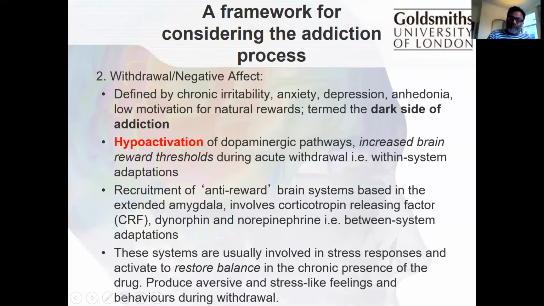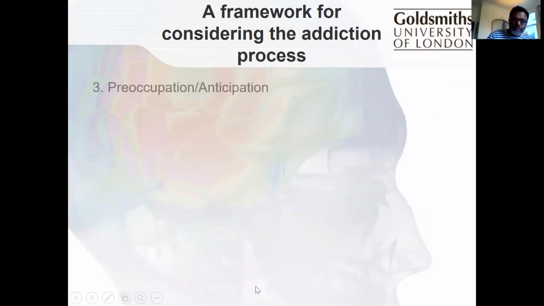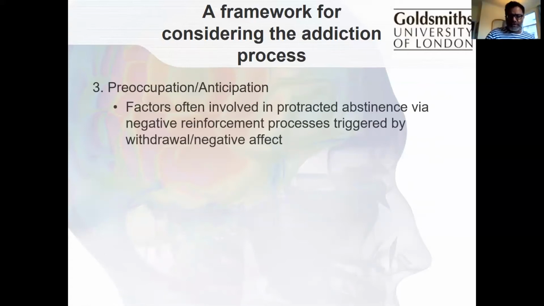So the first period, the binge intoxication, was the nice stuff from the dopamine. But now when we get into the second phase here, when there's hypoactivation, so lowering of activity of this system, you get all these negative things coming in. Then the next phase, the final one, is the preoccupation and anticipation. And the factors that are involved in this protracted abstinence via negative reinforcement are triggered by this withdrawal effect.